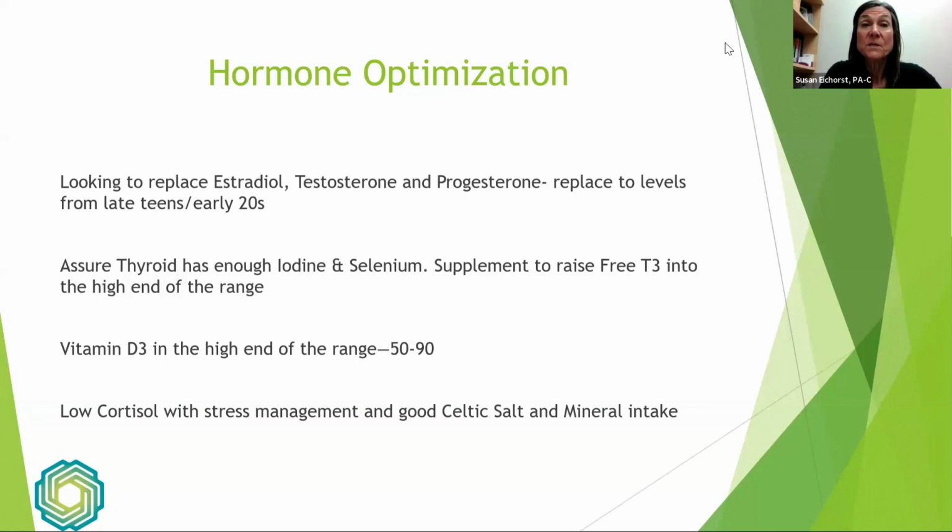You want your vitamin D3 level in the high end of the range, between 50 and 90, because this does help with your immune system, helps with the sequester of that calcium, getting it into the bone instead of the arteries, and is helpful for hormone optimization. And then you want a low cortisol level with respect to stress management, but also adding good Celtic sea salt and mineral intake will help to lower cortisol levels.